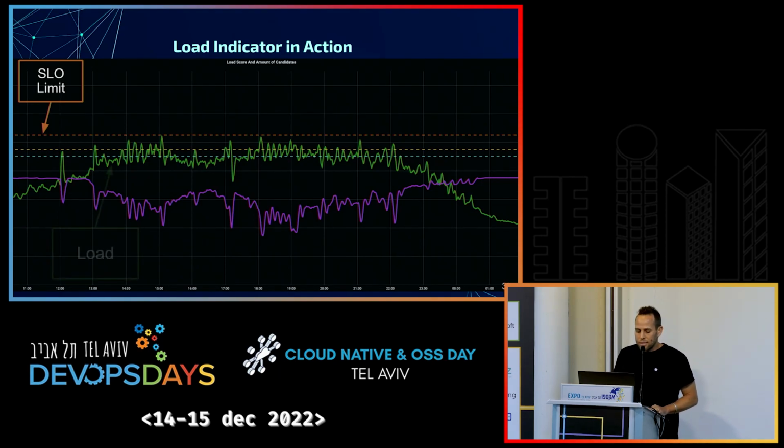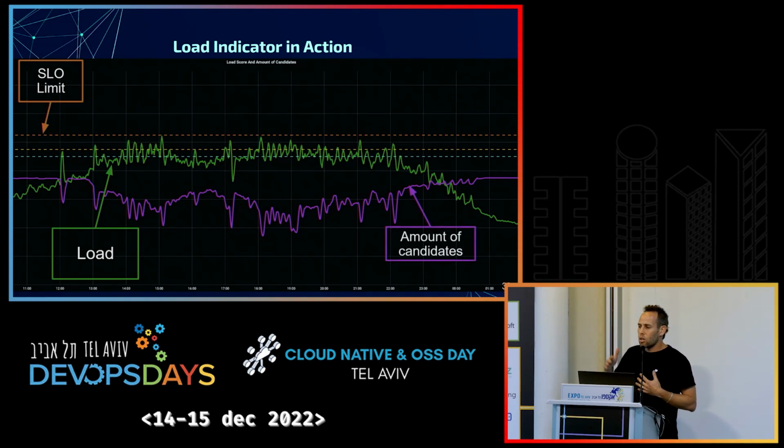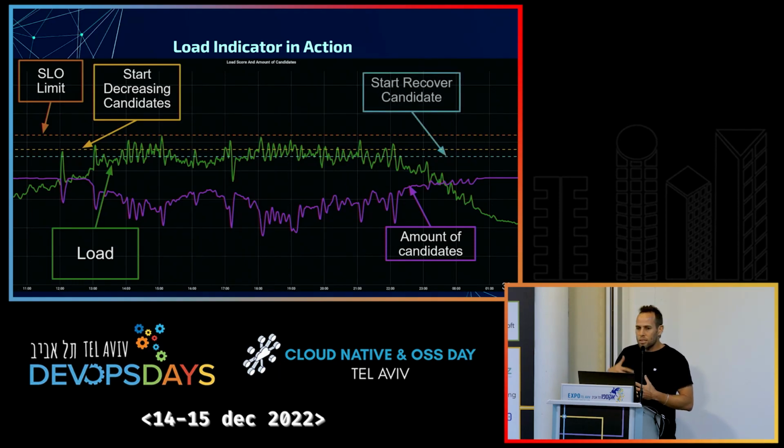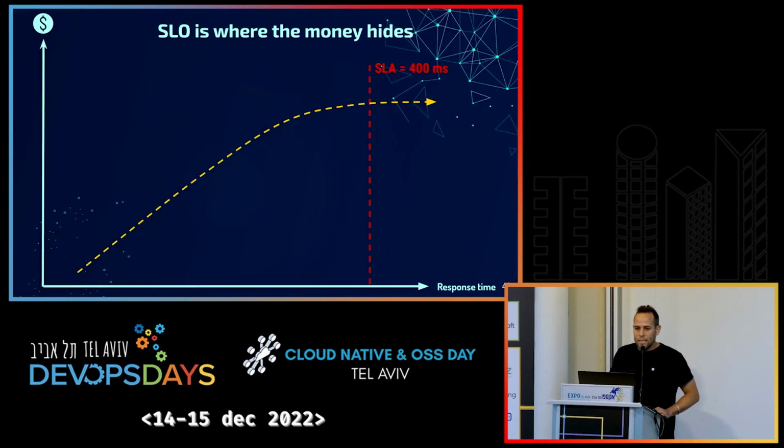This is the SLO limit. The green line is the most important one, which is the load on the service. The purple line is the amount of candidates we are iterating on. As load on the server increases, we reduce the amount of candidates. Whenever the load goes above this line, we start reducing the amount of candidates. As a result, the load goes down, so we can start recovering the amount of candidates. So we're actually getting a closed feedback loop controlling the load on our system. And I think this slide is the most important slide in my lecture. If I want something that you remember, I hope this one will be it.